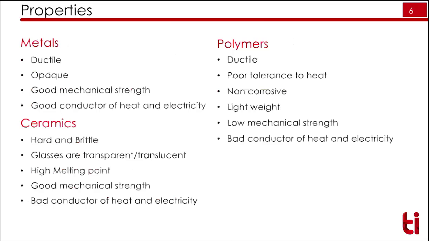The third category we have seen is the polymer. Polymers are chains made up of carbon, hydrogen, oxygen, and nitrogen. So they are all organic elements. Or polymers are generally organic materials. Polymers are generally ductile in nature. They have poor tolerance of heat. It means they are thermally insulating in nature. They are non-corrosive. They are lightweight. They have low mechanical strength, and they are bad conductors of heat and electricity.